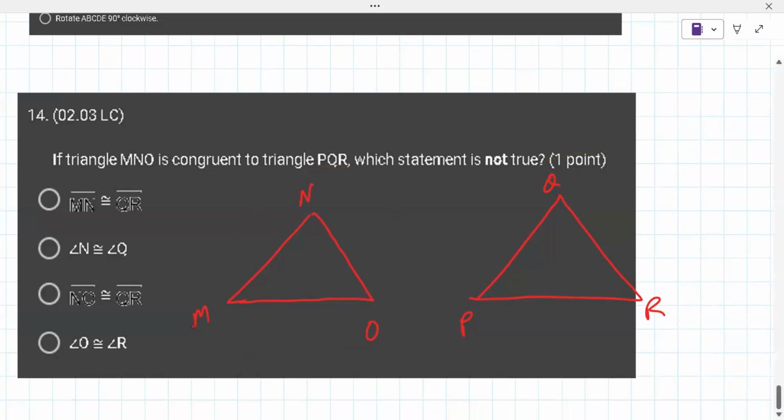Now, what is true? Here's what is true. We'll start with the easy stuff. Angle M is congruent to angle P. Angle N is congruent to angle Q. Angle O is congruent to angle R. The next thing has to do with the sides. So M to N is congruent to P to Q, and it has to be that order. M to N, P to Q. Then N to O is congruent to Q to R. R to P is congruent to O to M.